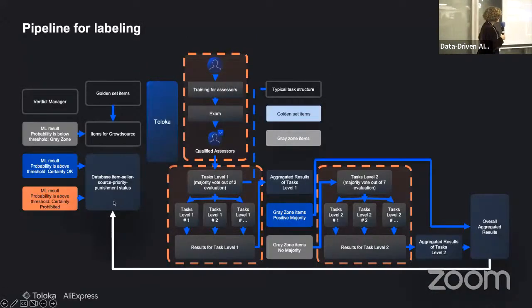Golden set items are the items that we already know the answer to. And we check all the time the precision with which we get the answers from our overall process. That's why, even when we go for majority vote, if some people who give us answers are not precise enough, we can dynamically add people to get a more consistent and more expert majority vote. That's how this process works.